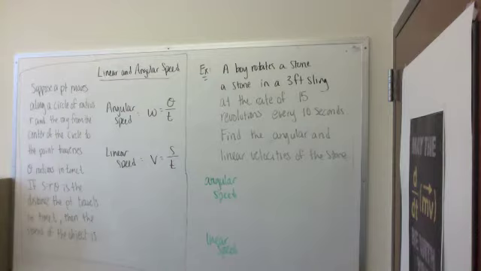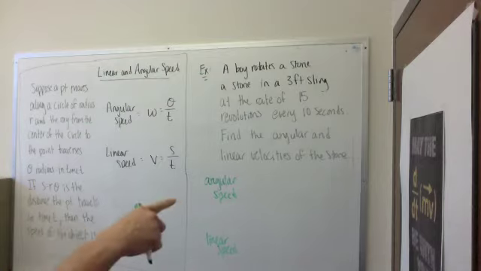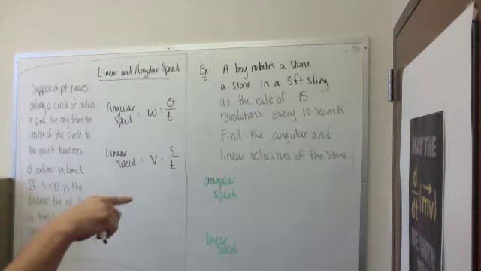Okay, so let's take a look. A boy rotates a stone in a 3 feet sling at the rate of 15 revolutions every 10 seconds. Find the angular and linear velocities of the stone. So the angular speed: 15 revolutions in 10 seconds. If we do 15 revolutions, that's 15 all the way around, right? So 15 2 pi's, so that's actually 30 pi radians.